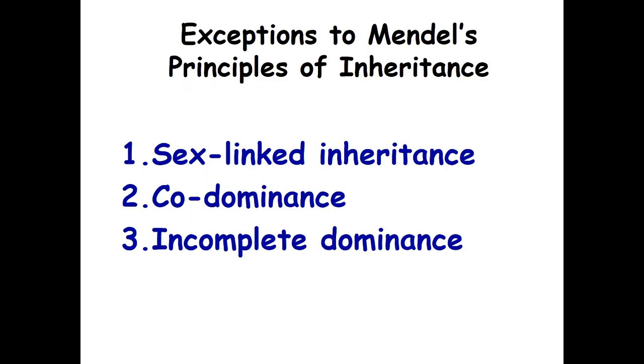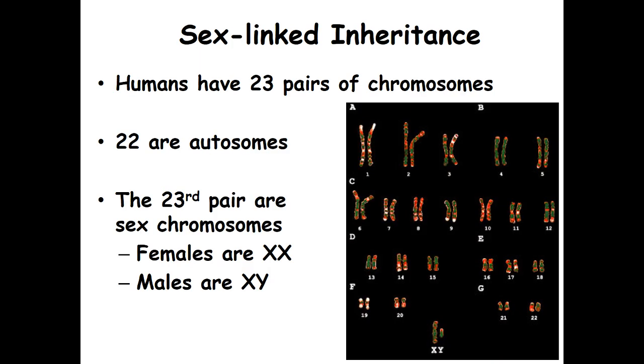Now, but science is always like this. If Mendel had started with humans or any other animals instead of peas, he wouldn't have figured out all these principles. So today we're going to talk about the exceptions to Mendel's law. Okay, so let's talk about sex-linked inheritance first. But the 2 other ones we're going to talk about are codominance and incomplete dominance. Now remember, these are exceptions to Mendel's law.